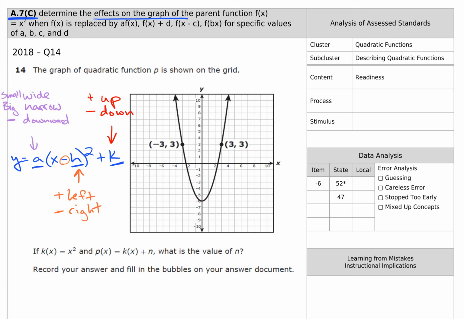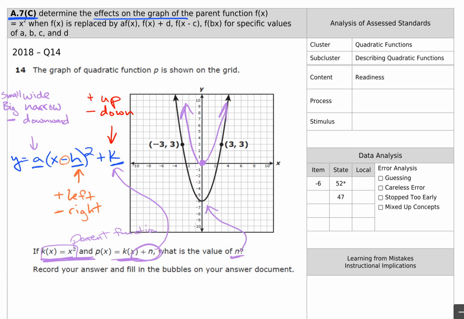All right, so let's take a look. Now that we have the three ways that it can be shifted or transformed, let's take a look at what it's asking. If f of x is equal to x squared, that's the parent function, remember, which we know goes through the origin and curves up in a nice smooth parabola. So we have the parent function, and then they're saying f of x plus n. So that's the number at the end. What is the value of n based on this graph?